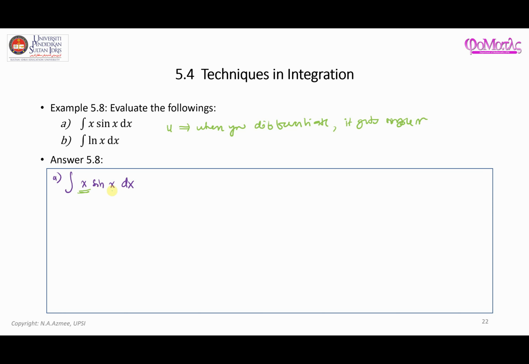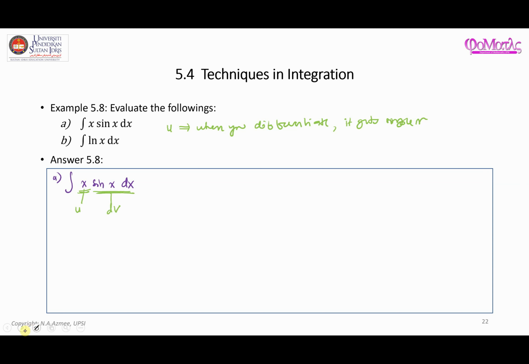Whereas if I choose this one as u, if I differentiate this, I will get cosine of x. It doesn't get any simpler. Okay, so based on this, I'm going to choose this as my u and this as my dv. That's what I'm going to do.